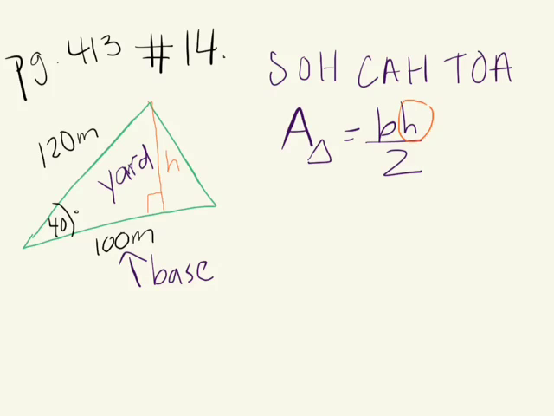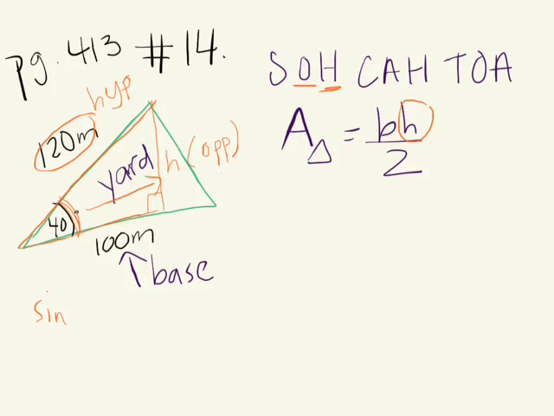Okay, so this forms a right angle triangle. Here's the angle that we're given. The height is located where? Opposite. And this is referred to as the hypotenuse. Which ratio are we going to use for opposite and hypotenuse? Sine ratio. So we're going to do that first.